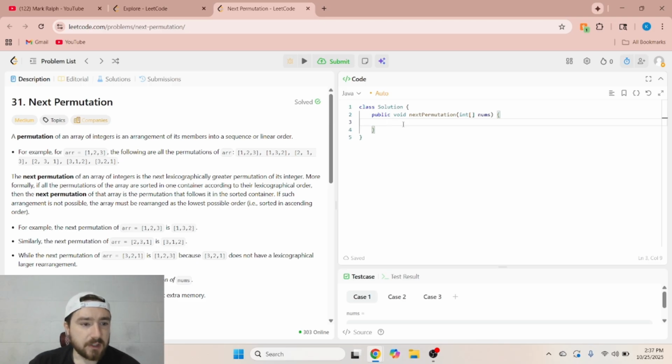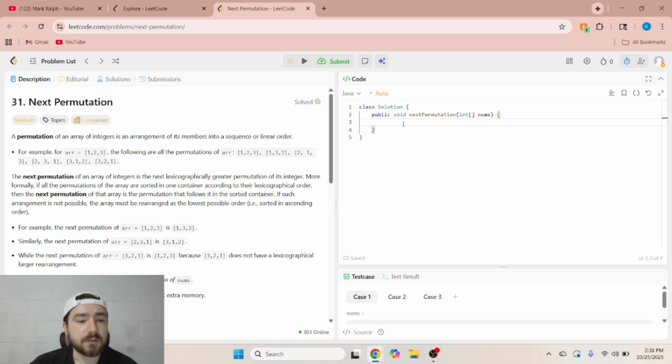So it says a permutation of an array of integers is an arrangement of its members into a sequence or linear order. For example, for 1, 2, 3, the following are permutations of array 1, 2, 3: 1, 3, 2; 2, 1, 3; 2, 3, 1; 3, 1, 2; 3, 2, 1. The next permutation of an array of integers is the next lexicographically greater permutation of its integers. And this problem before did not give this much of a description, but honestly, I think it was probably better before, because this description kind of just makes things more confusing, but we'll read the rest of it and I'll kind of explain.